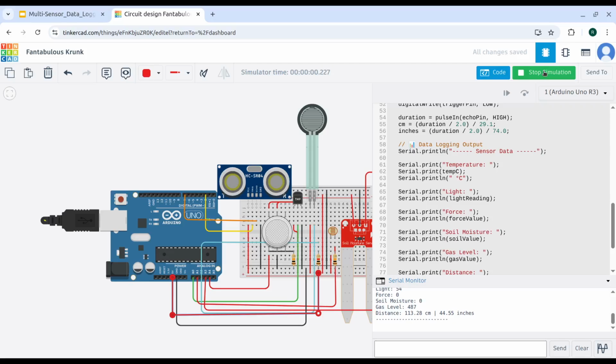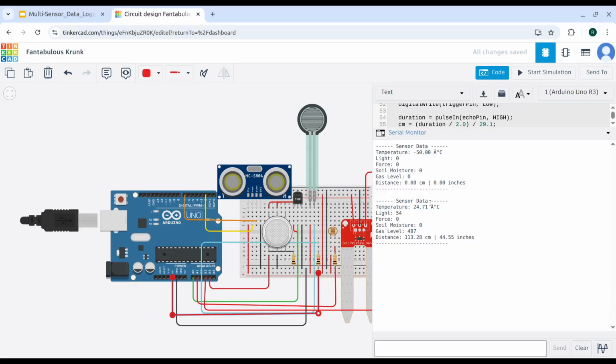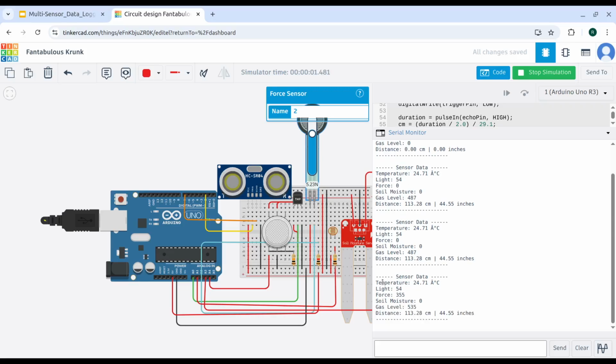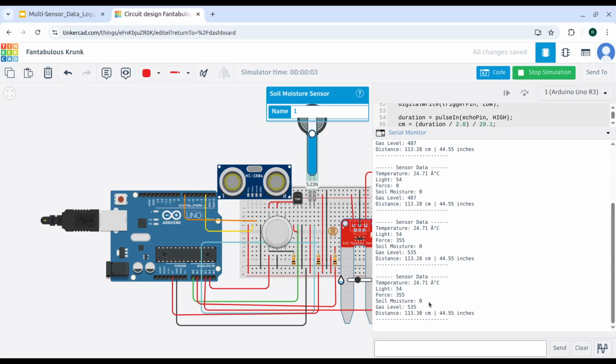Temperature is showing. Then see, temperature, light, force is not showing. Then soil moisture, gas level is there, distance is there. Start simulation. Force, you just apply force, apply the force, then check the output. Yeah, see, force also showing. Now soil moisture sensor, just vary it and observe the output.